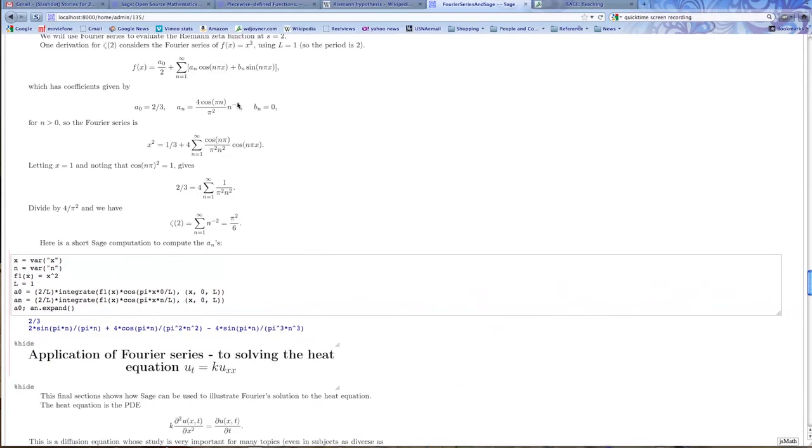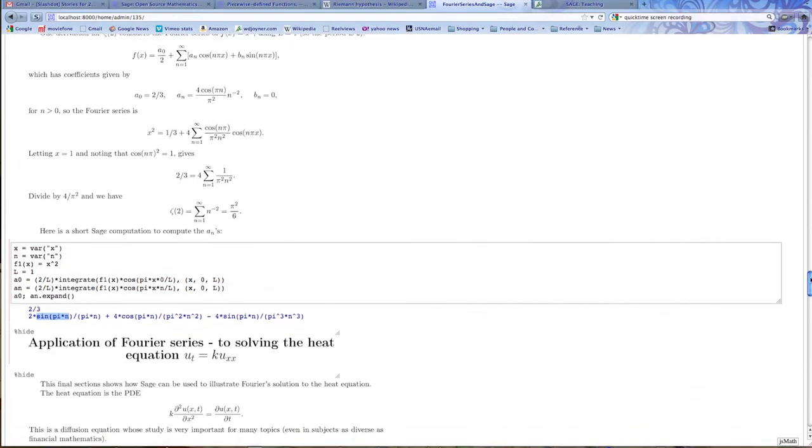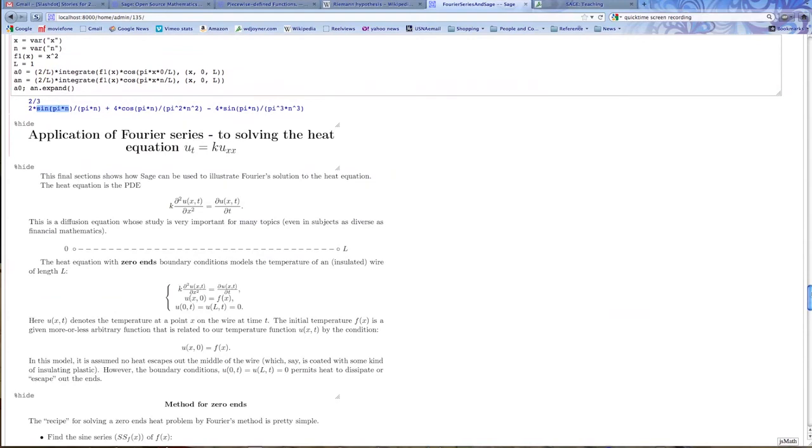Here's a real quick derivation of a(n). The formula for a(n) is here, and you can use Sage to compute those integrals, and you can see it's right there. We've got cosine n pi here, which is 0, and sine n pi, excuse me, there, and those are 0. So we just recover this formula here. So Sage can be used to do that calculation.